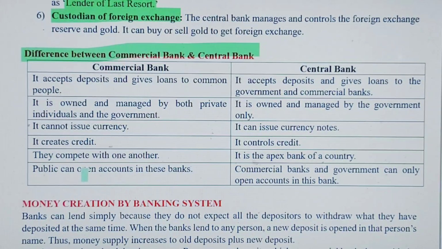And the next point is they compete with one another. There are so many commercial banks that try to compete with one another, but there is only one central bank in a country. There is no competition, it has the monopoly. And lastly, the public can open accounts in commercial banks, whereas only the government and commercial banks can open their accounts in a central bank.